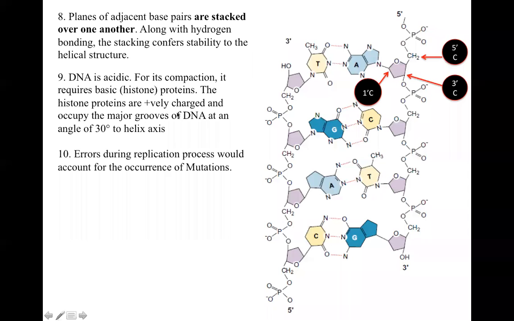The histone proteins are positively charged and occupy the major grooves of the DNA at an angle of 30 degrees to the helix axis. This is a very, very important point. Histones are positively charged. They occupy the major grooves of the DNA. If there are any errors during the replication process, it leads to the occurrence of mutations. We are not discussing mutations here, as we have a separate chapter on mutations in the genetics course. We will discuss it there. That means if any mistakes are made by DNA polymerase during DNA replication, it leads to mutation.